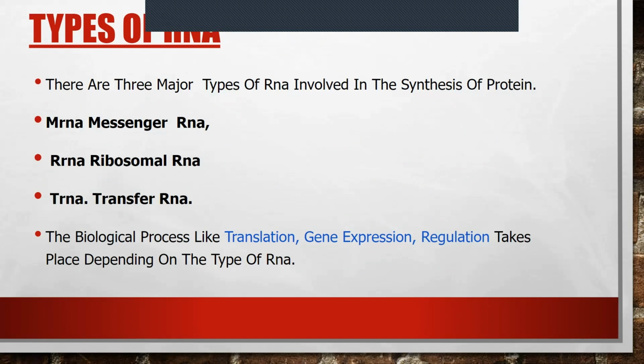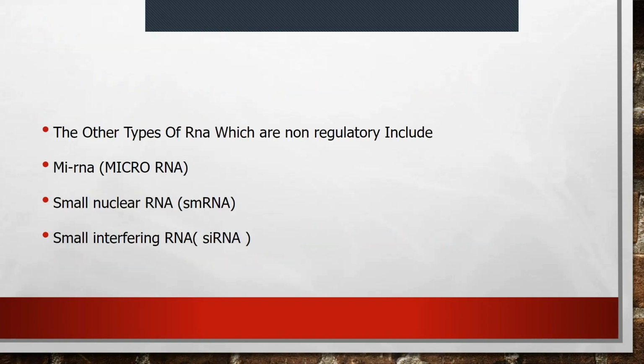Let's now go to the types of RNA. There are 3 major types of RNA involved in the process of protein synthesis: mRNA, rRNA, and tRNA. Biological processes like gene transcription, translation, and regulation take place depending on the type of RNA being employed. There are 3 other types of RNA which are called non-regulatory. They include microRNA, snRNA, which is small nuclear RNA, and small interfering RNA.